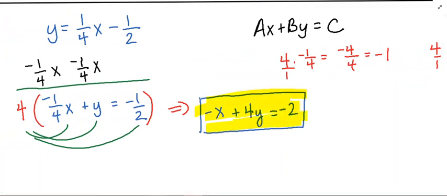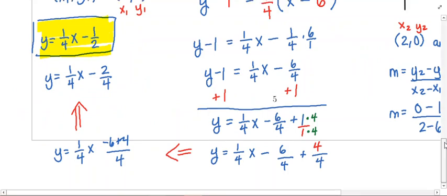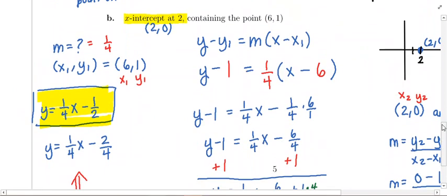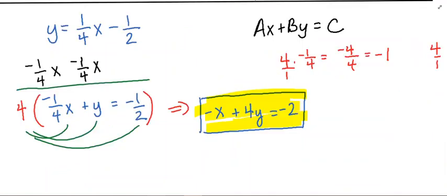All right, so we are done. We have calculated that the line that has an x-intercept at 2 and also contains the point (6, 1) has the equation y equals 1/4 times x minus 1/2. That's the equation in slope-intercept form. It can also be expressed in general form as negative x plus 4y is equal to negative 2.